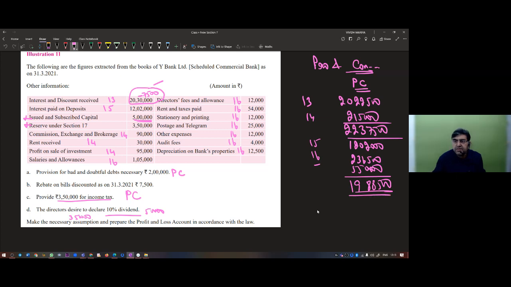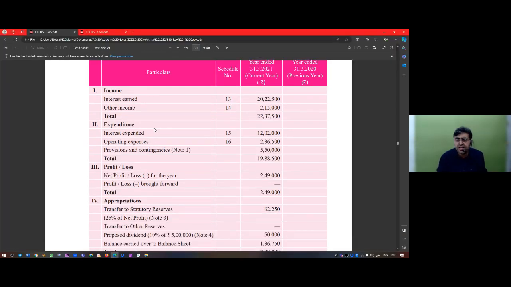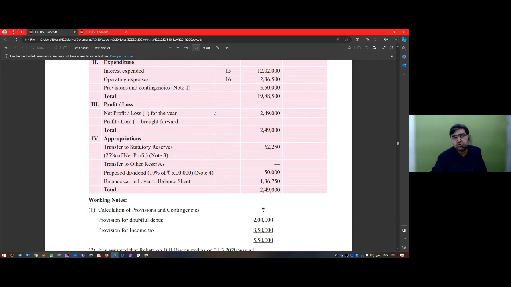$19,88,500. Now net profit for the year will be income minus expenses. This is 2,49,000. Last year brought forward income is nil. 2,49,000. Let's match the answer, 2,49,000 is beautiful. Now next is transfer to statutory reserve and 50,000 as proposed dividend and balance carried down. Easy form.